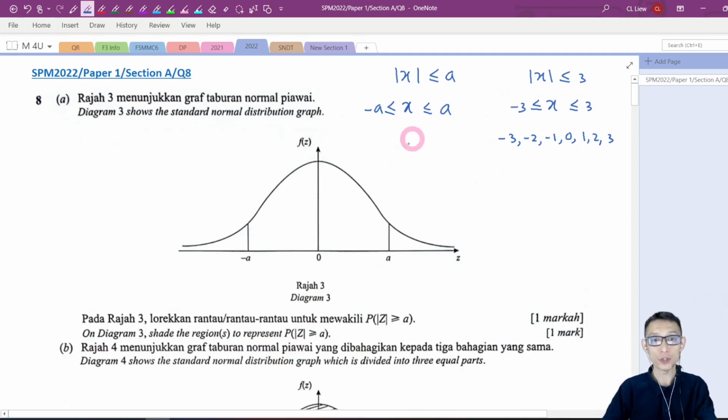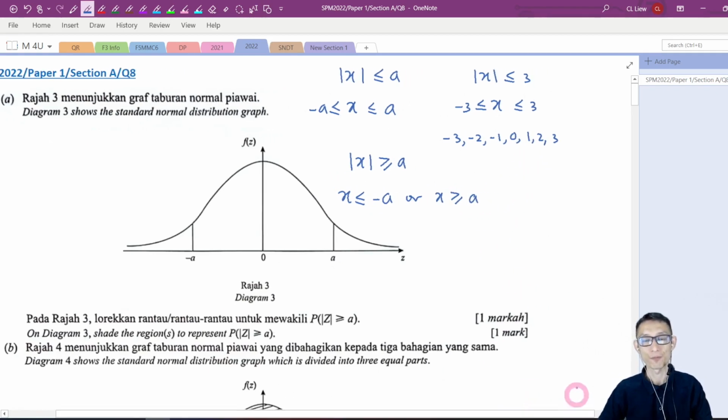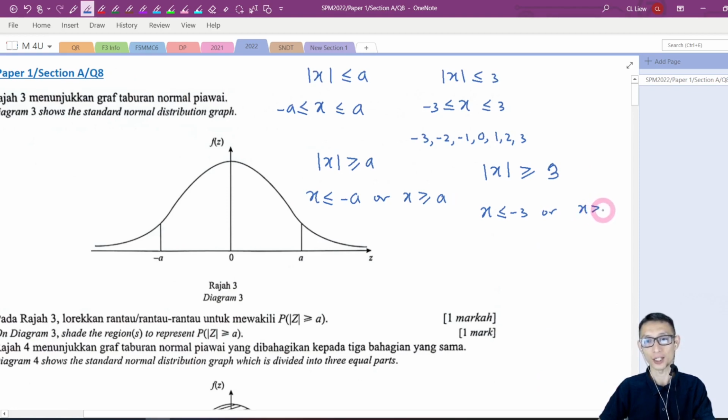So how about if we have modulus x greater than or equal to a? This one we have to separate them. So it will become x is less than or equal to negative a, or x is greater than or equal to a. Okay, let me give you an example. Let's say modulus x greater than or equal to 3. According to these rules, it will be x is less than or equal to negative 3, or x is greater than or equal to 3.